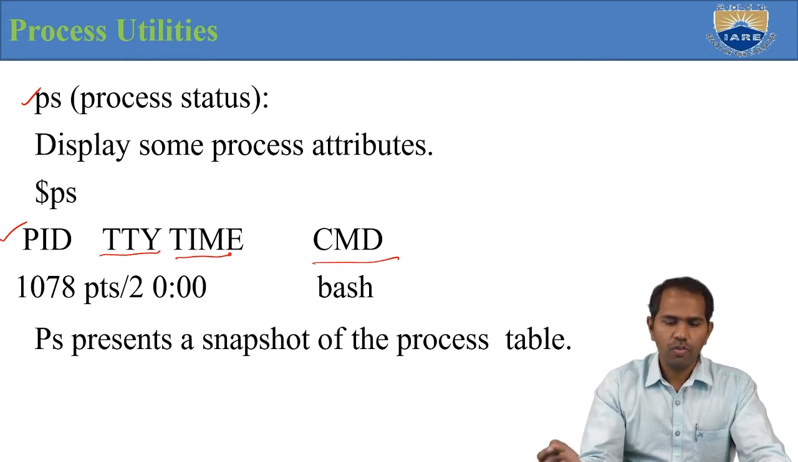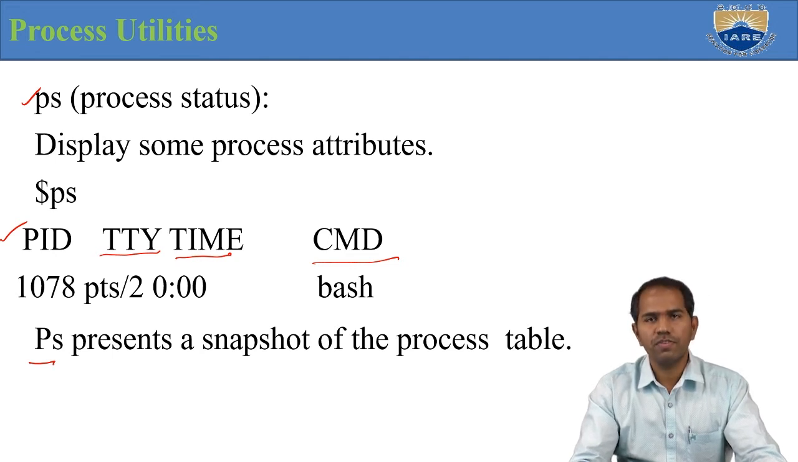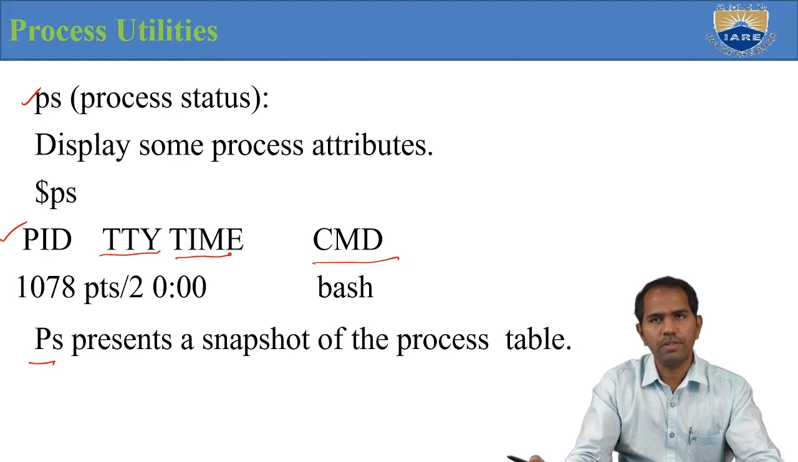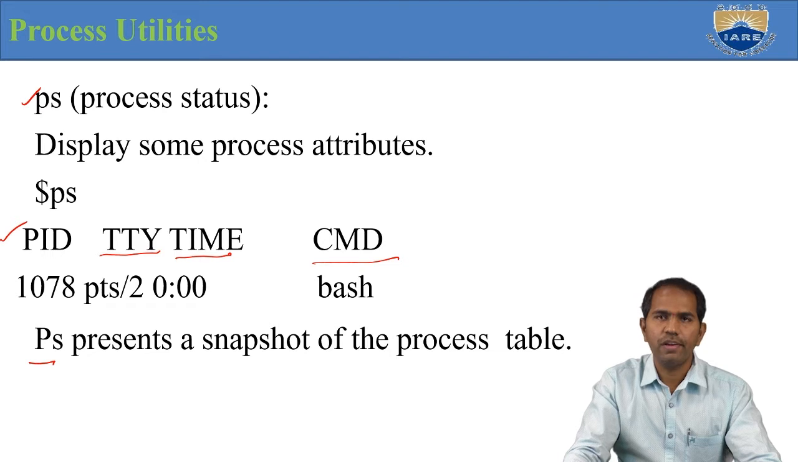So this is just a simple overview of process. A process represents a snapshot of the process at that time. Which processes are maintained presently and which are running, everything is a snapshot, like a picture of our process information. So PS is one utility, the process status, which displays PID, TTY, time, and the command you have executed.